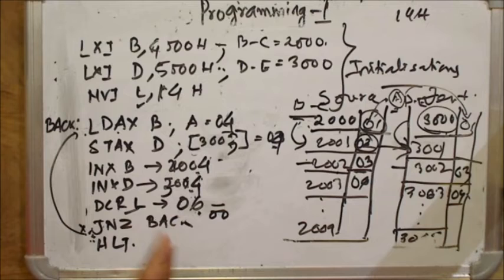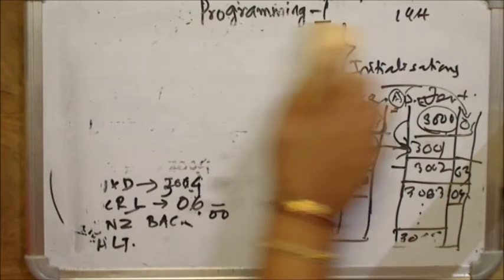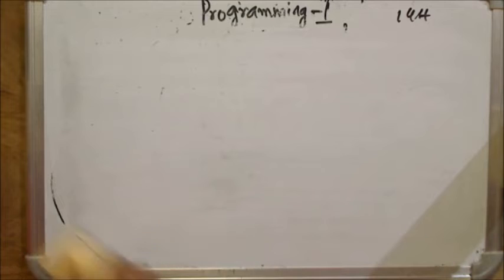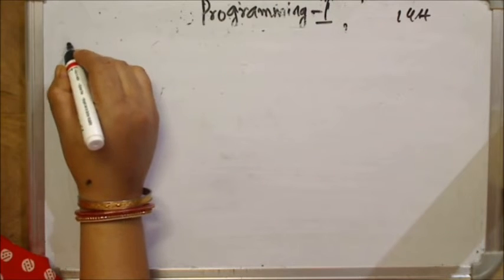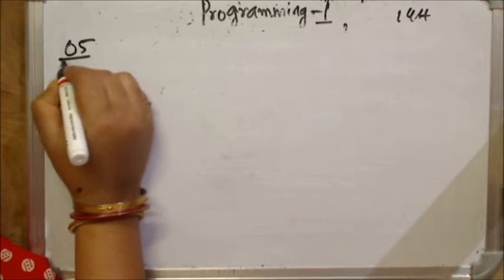Listen very carefully. If you take HL pair as your source instead of BC pair, your count would be in C because you have used HL and DE. Okay. Now before I go to this point, let us revise it again so that it becomes very clear. I'll be coming to this point a bit later. Let us do the program with a small count. The same program to transfer a block of 5 bytes.